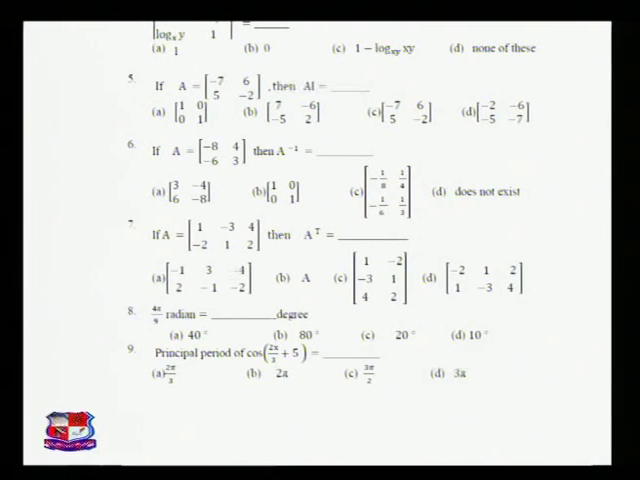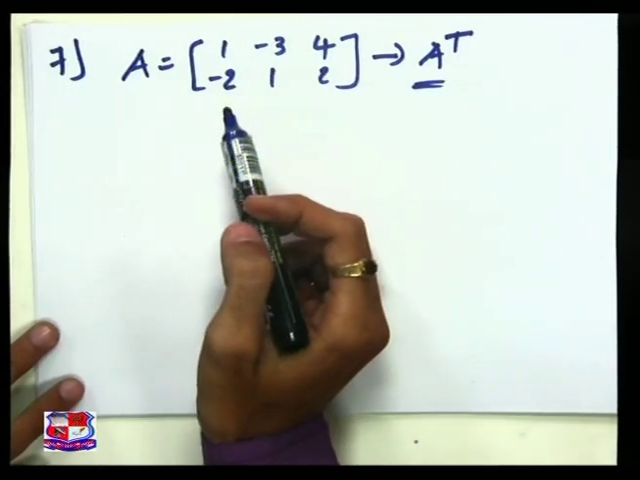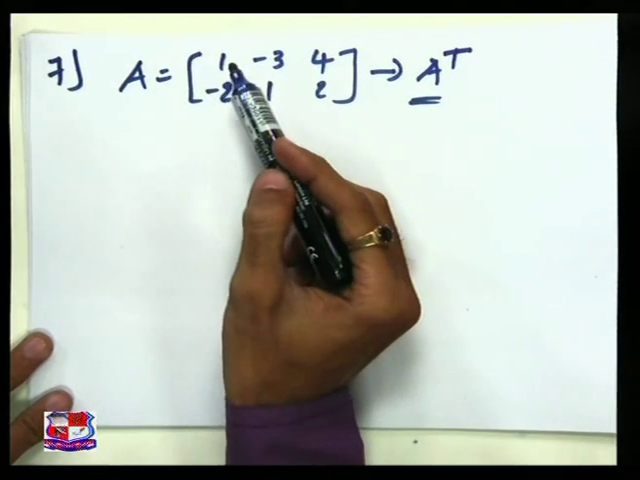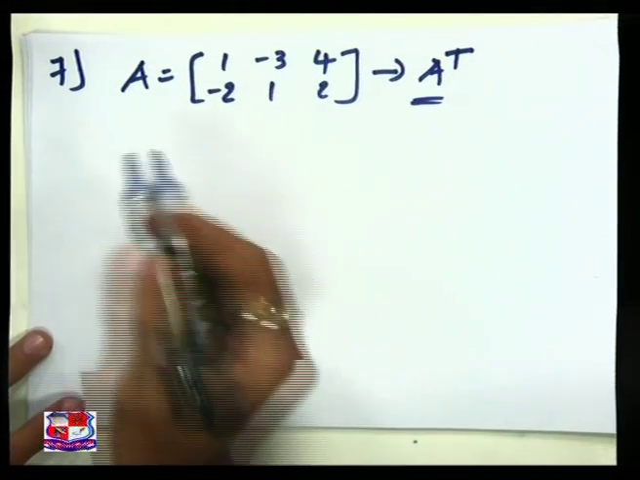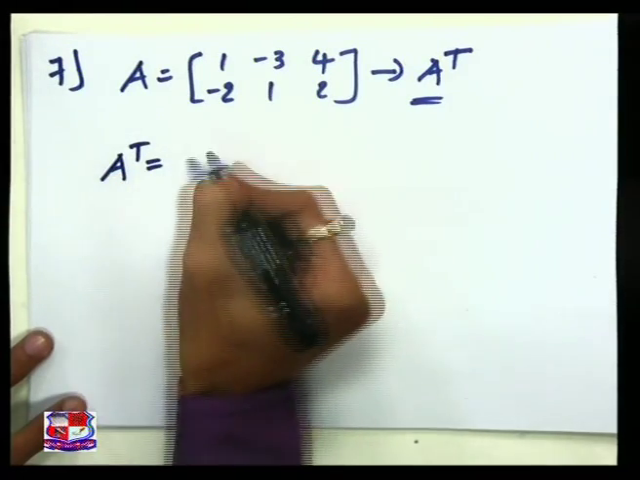Now if we move to the seventh question, it is: if A is equal to [1, -3, 4; -2, 1, 2], then find the transpose of A. This is a very straightforward question. If we want to find the transpose of any given matrix, we need to convert the first row into the first column and the second row into the second column, and in the same way we will get the transpose of A.